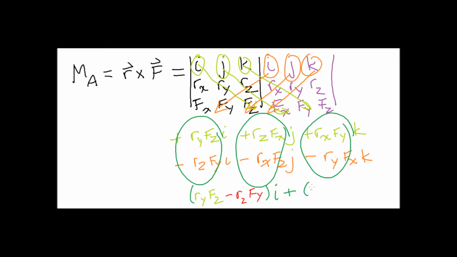Then we have a plus here, and our next piece is our J component, where we have a positive J and the negative J. Sorry for the different colors here. And lastly, we have our K components, which are Rx Fy and negative Ry Fx. And there you have the cross product.